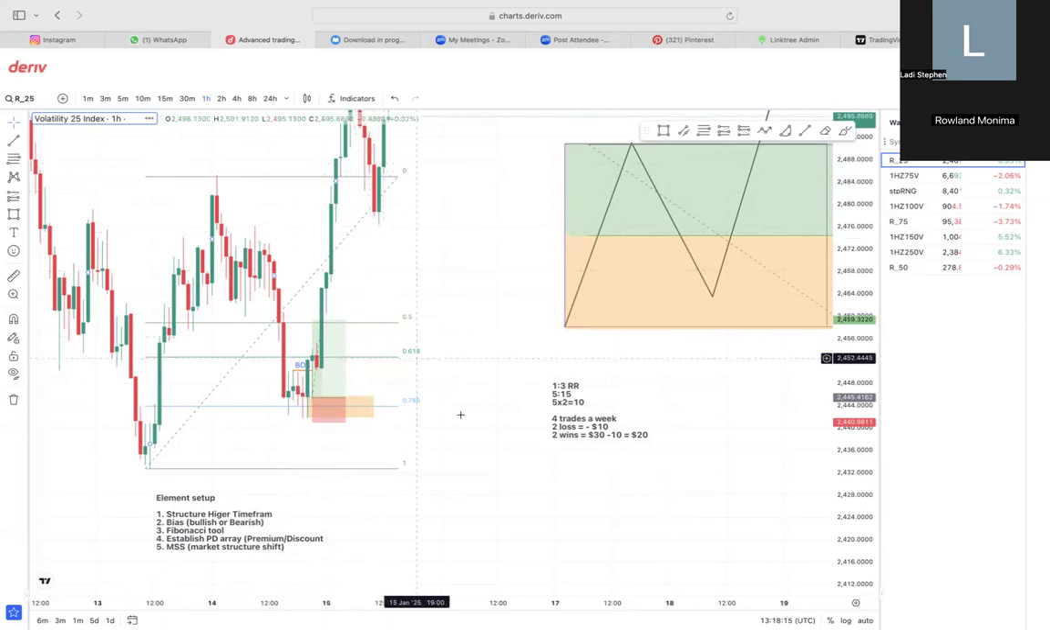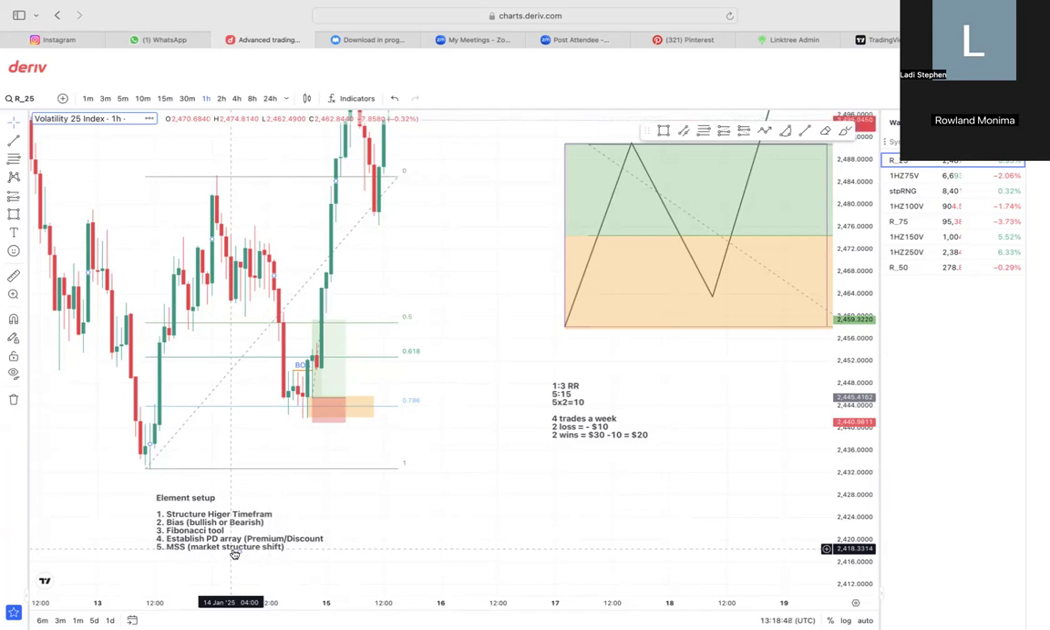So the more you do this, the clearer it will get for you. So jump into your chart, find these things. From the first video, find your structure. Once you get your structure, you establish your bias, you use your Fibonacci tool. Once you establish, okay, this is your discount, you wait for price to come into your discount zone. Once it is in your discount, you wait for a market structure shift. Once you get a market structure shift, you jump in. Jump in, stay in, get your profit, leave.